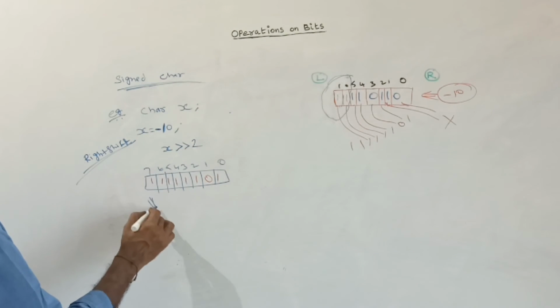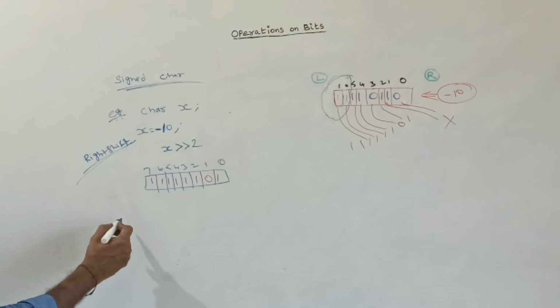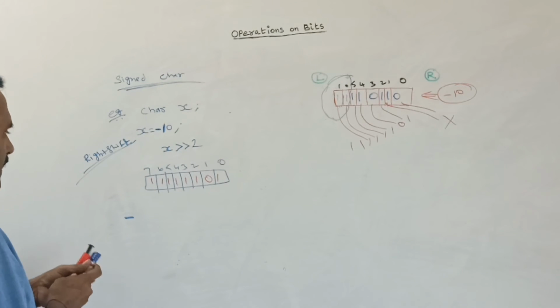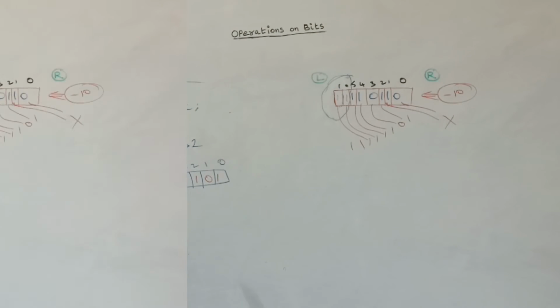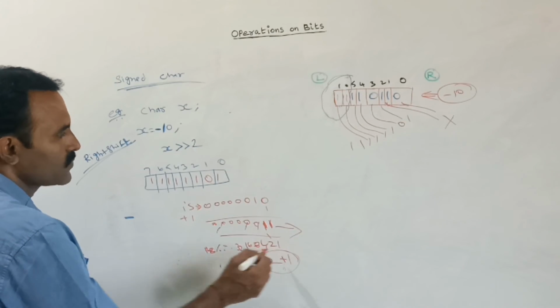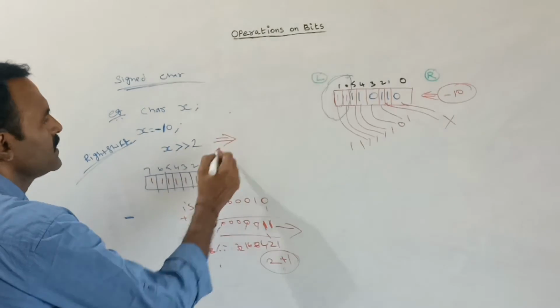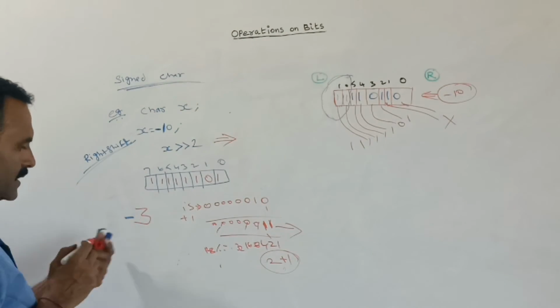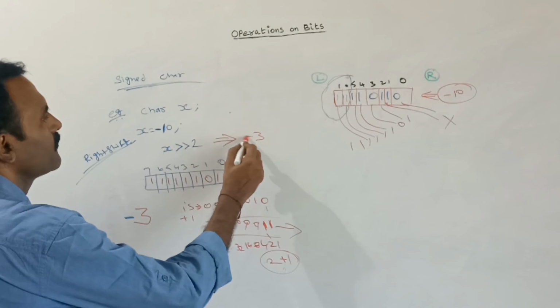The 7th position is 1, so that is a negative number. Suppose you want to convert it into decimal, then you take the 1's complement and add 1 to this 1's complement. Converting into decimal, here 2 plus 1 is 3. So the answer is minus 3.